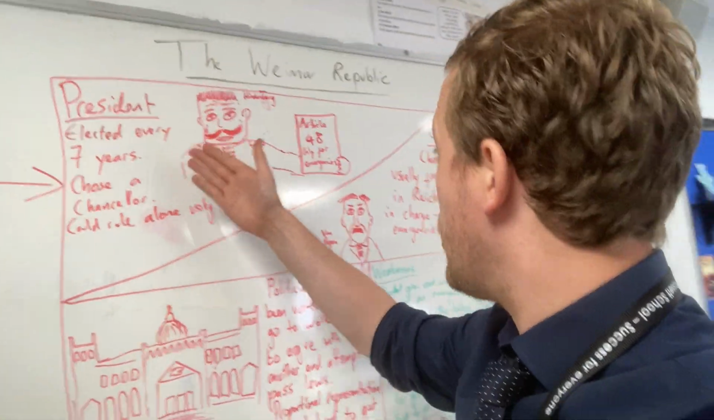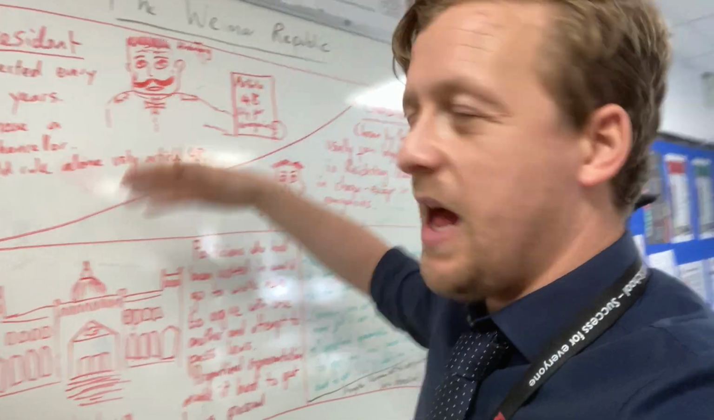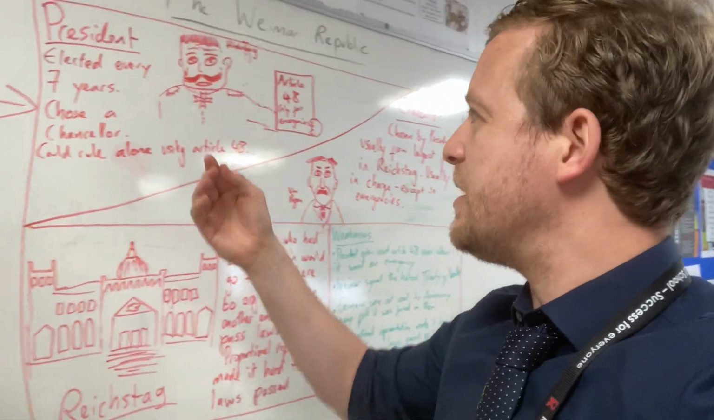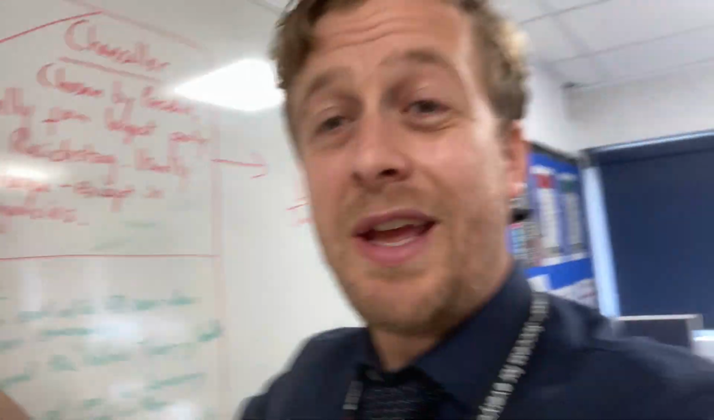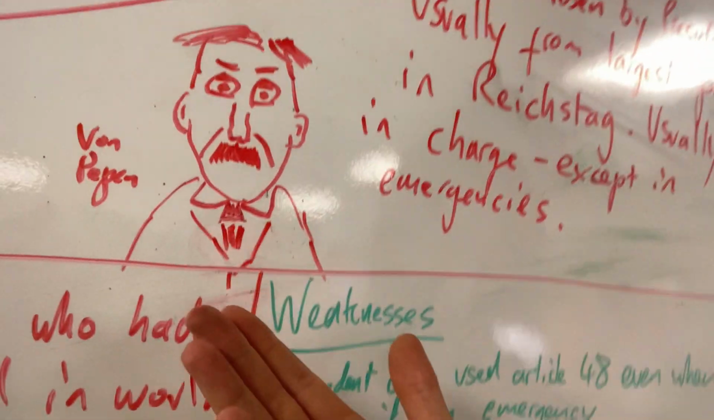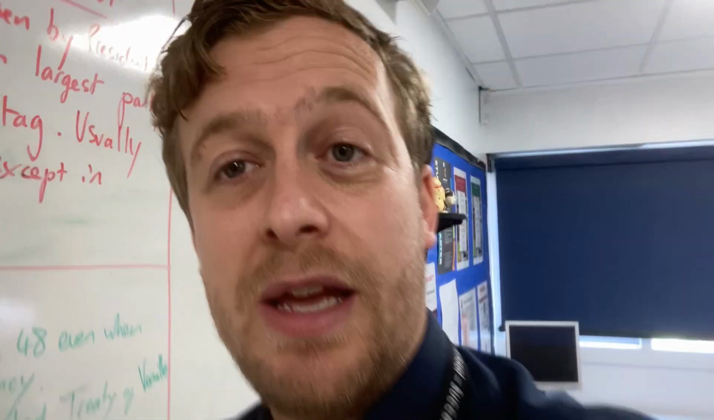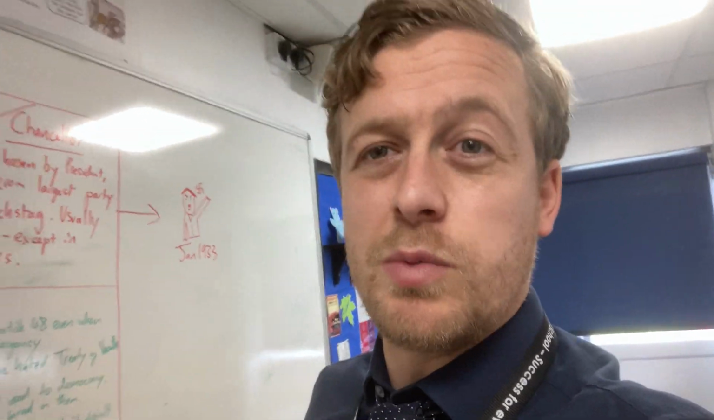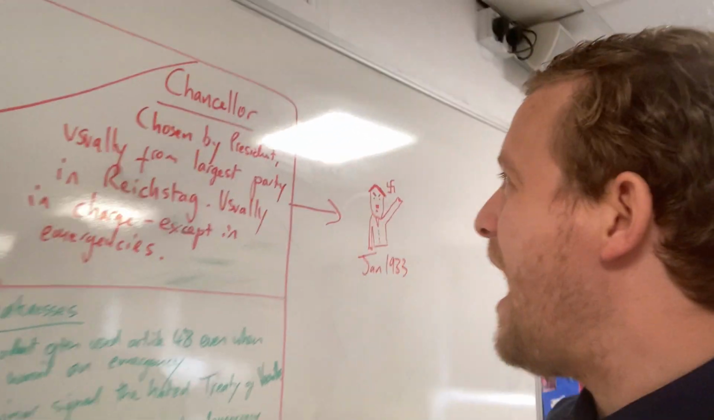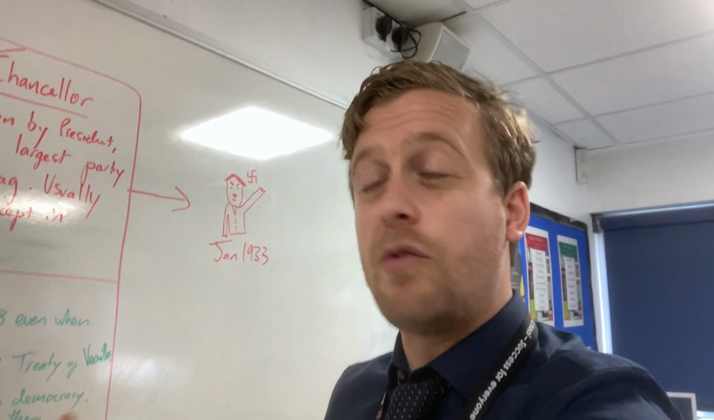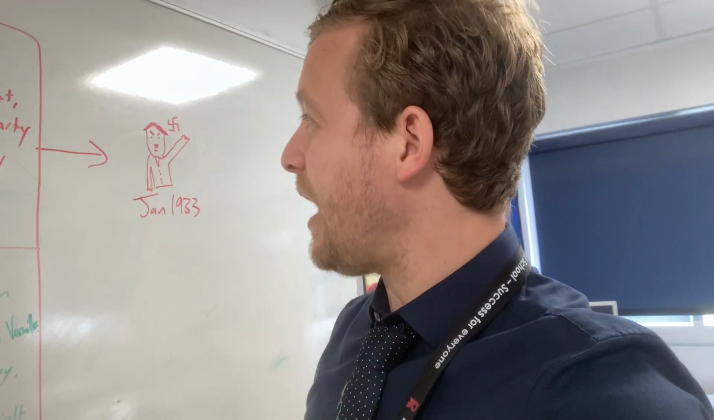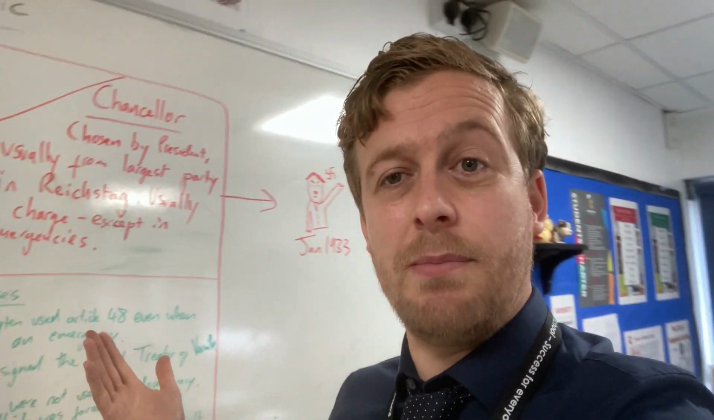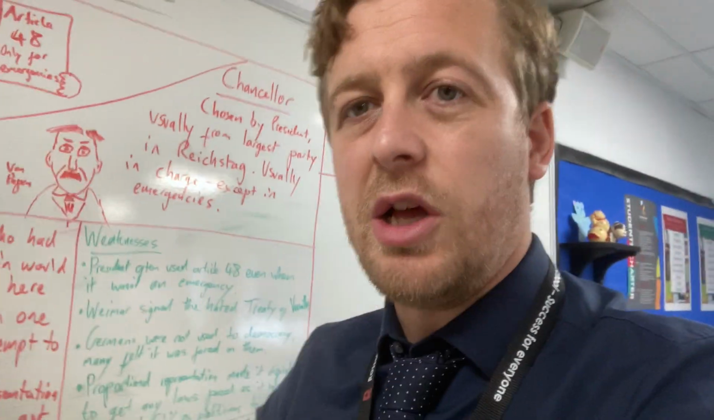So one of the other jobs he's got, apart from ruling in an emergency and sort of sitting in the background and combing his tash, he's got to choose a chancellor. Now, I've drawn here von Papen. Again, look on Google Images. It's an absolute masterpiece. That does look like von Papen, who for a while was one of the chancellors of Germany. He was chosen by the president. It was usually from the party in the Reichstag which had the most politicians. And he was in charge most of the time. He was the one who would suggest laws to the Reichstag.